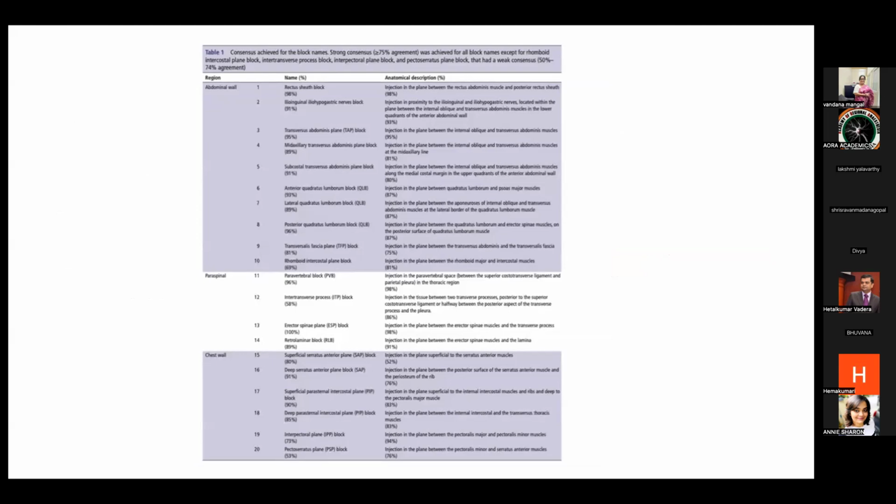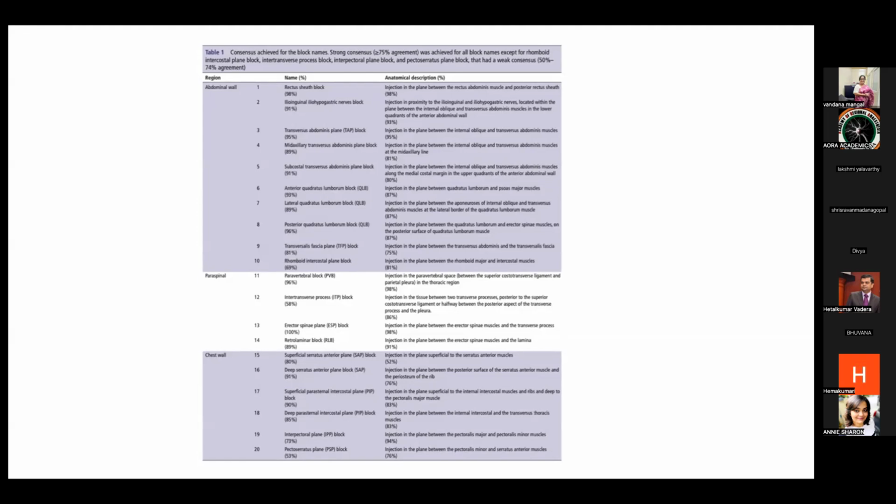Then you have the deep serratus anterior plane block. Injection is between the posterior surface of the serratus anterior muscle and the periosteum of the rib. Then you have the superficial parasternal intercostal plane block. Injection in the plane superficial to the internal intercostal muscle and the ribs and deep to the pectoralis major muscle.